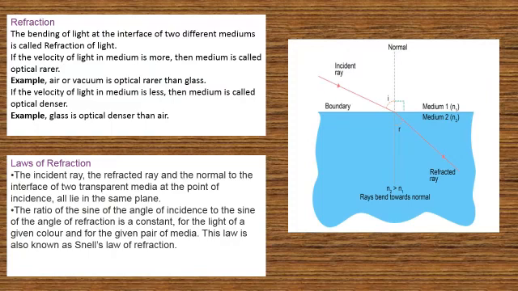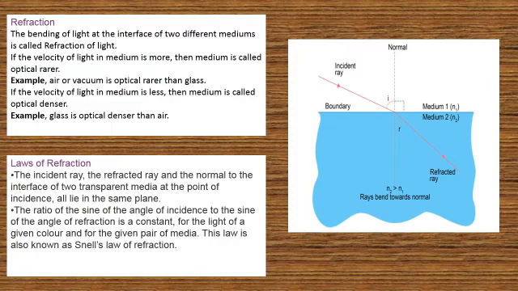Next, the ratio of the sine of the angle of incidence to the sine of the angle of refraction is a constant for the light of a given color. We have to underline that, for the light of a given color and for the given pair of media, because these may vary. This law is known as Snell's law of refraction, and we are going to look at this refractive index and Snell's law of refraction further in the further videos. So as of now, I am not touching that second law here.